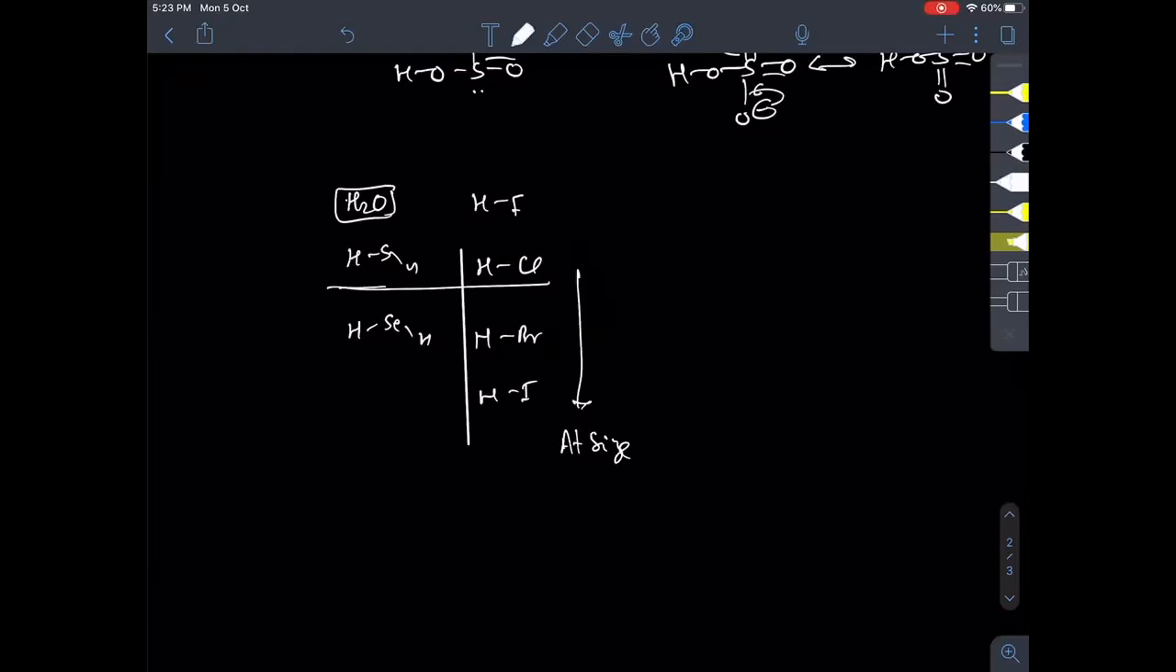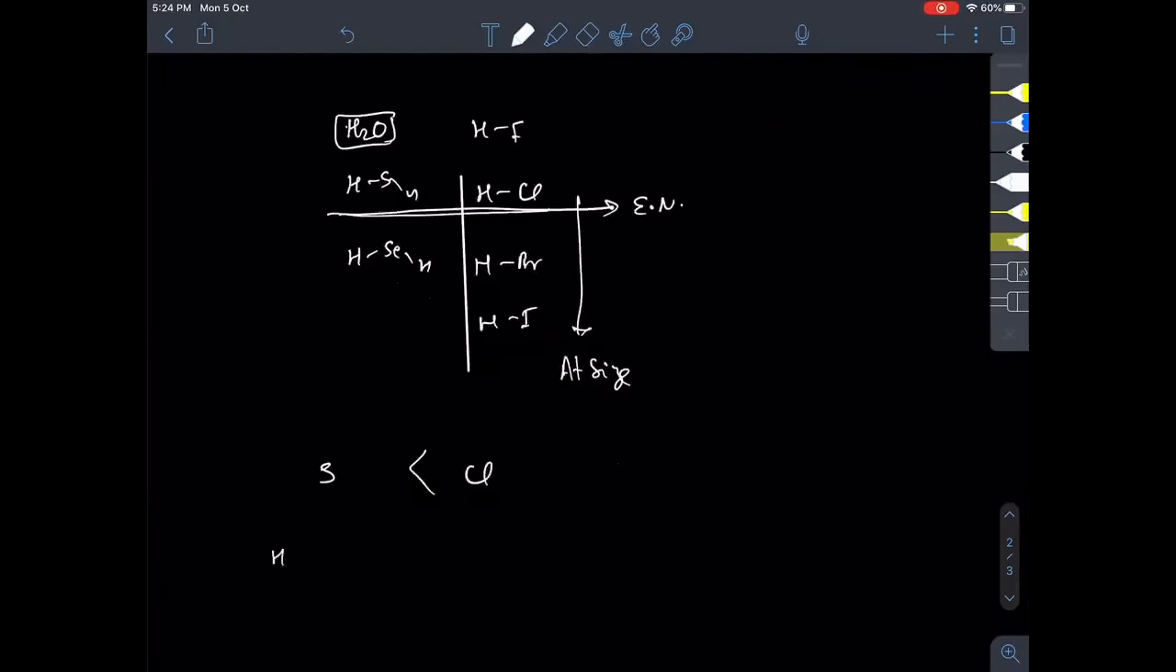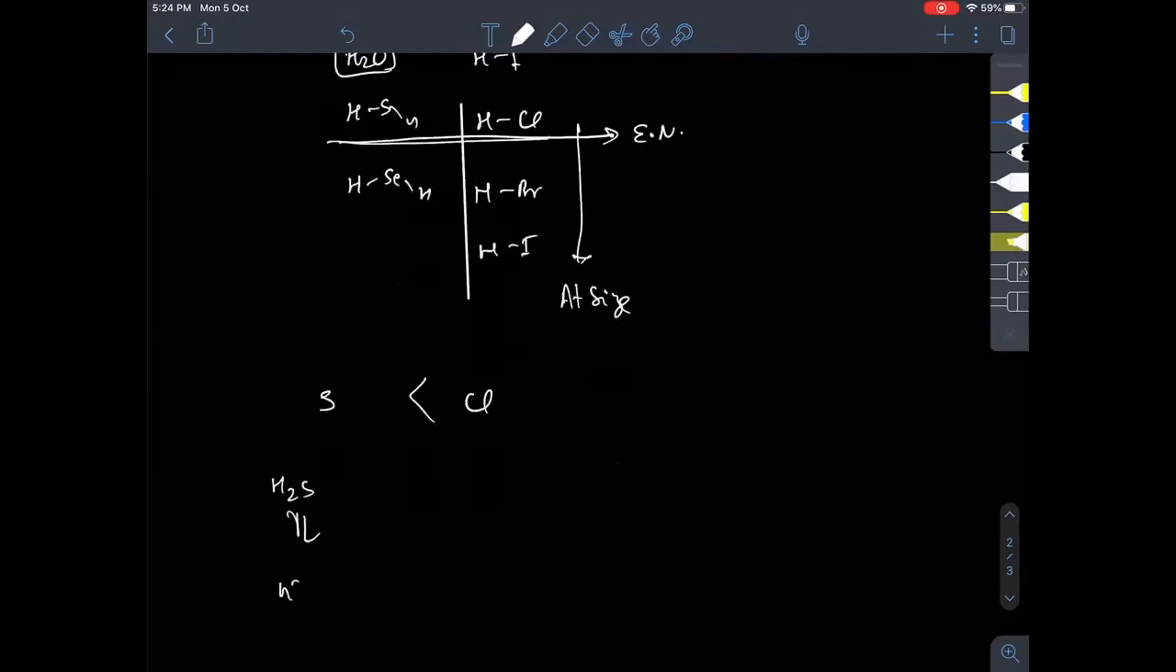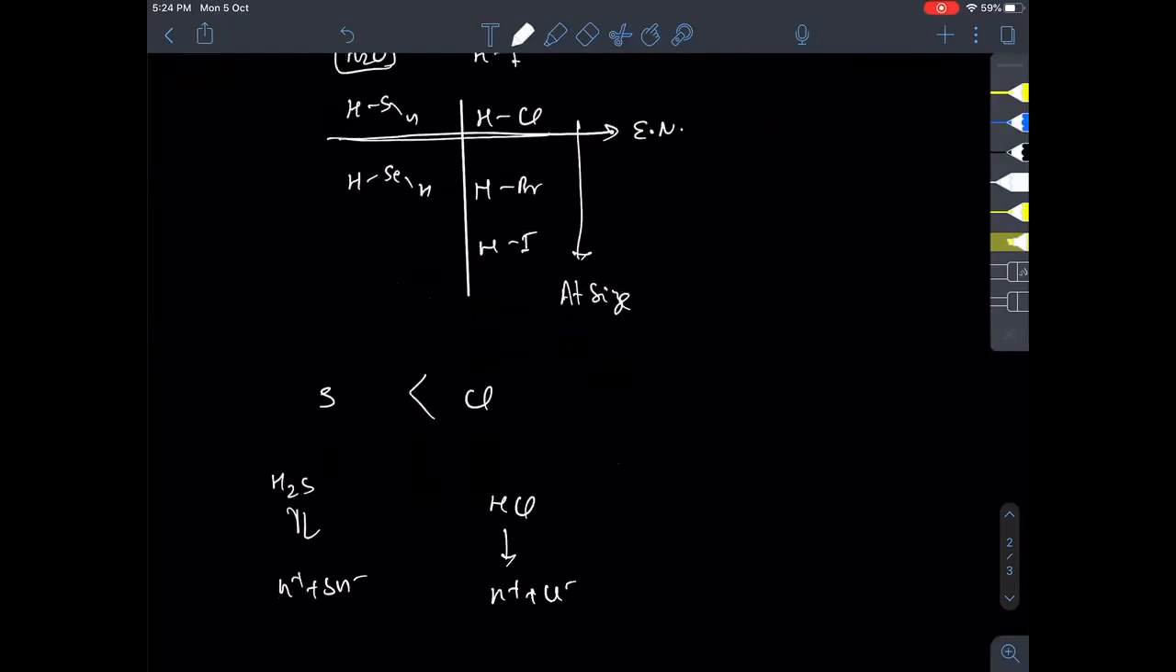Whereas in this particular case, when you are moving in a period, the deciding factor is electronegativity, the difference of electronegativity. So tell me, sulfur and chlorine, which is more electronegative? Obviously chlorine. So here H2S will break into H plus ion plus SH minus, whereas HCl is stronger than this, so it breaks into H plus plus Cl minus. Okay, when you are moving down the group, this is the acidic strength, right? When you are moving down the group, as I told you, size matters a lot.